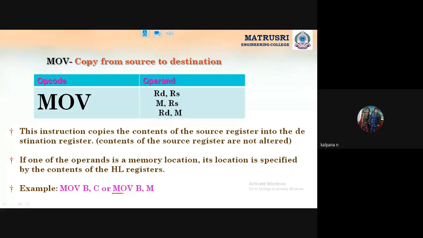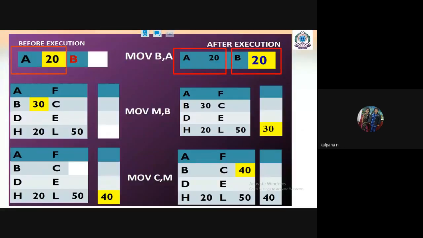Another example is MOV B comma M. Here M stands for a memory location, any address like 1000 or 1020. In the instruction we won't write M; in place of M we write some memory address location. So MOV B comma M means the data present in the memory location is moved. The example MOV C comma M has C as the register and M as the memory location.